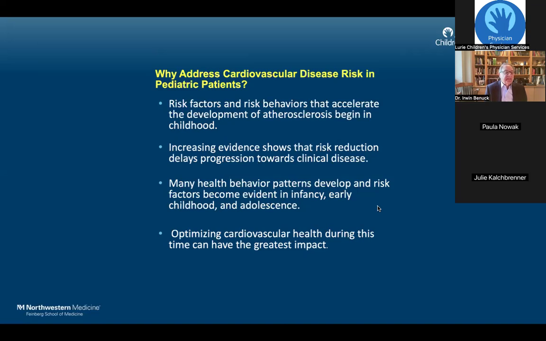And if you can identify them early, we know that you could delay the progression of diseases. You could help shape behavior instead of change behavior. Changing behavior in older people is very difficult, but if you help shape behavior, get children, infants on a healthy lifestyle right from the beginning, it could really go a long way. Next slide, please.